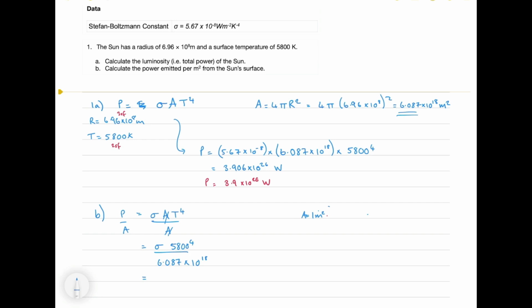just popping the numbers into my calculator. I'm not getting the right answer. Give me a sec. 5.67 times 10 to the minus 8 times 5,800 to the power 4, which is 6.4 times 10 to the 7 watts per meter squared. That's number 1. On to number 2.